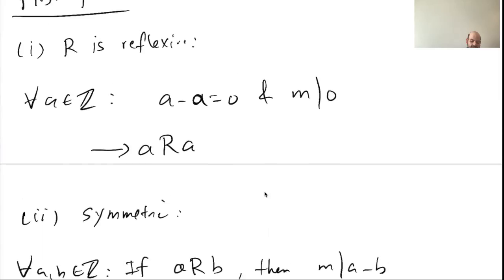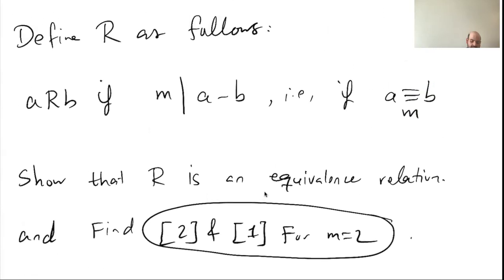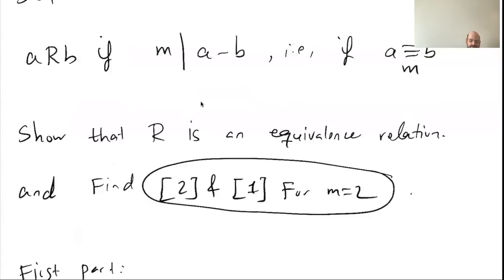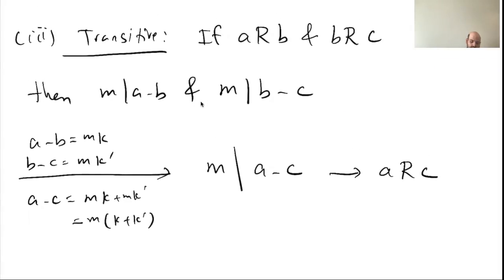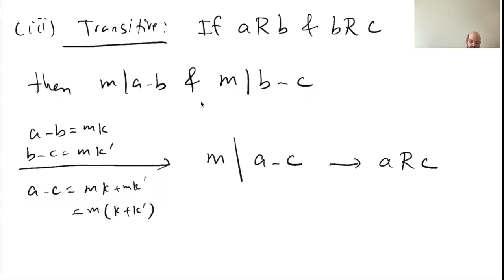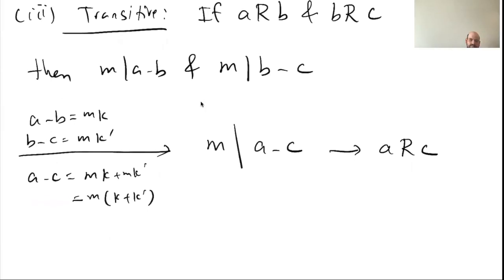M divides A minus C, according to the definition of the relation, means A R C, because A R B if M divides A minus B. A R B and B R C implies that A R C. So our relation is transitive. So we showed that R is an equivalence relation.